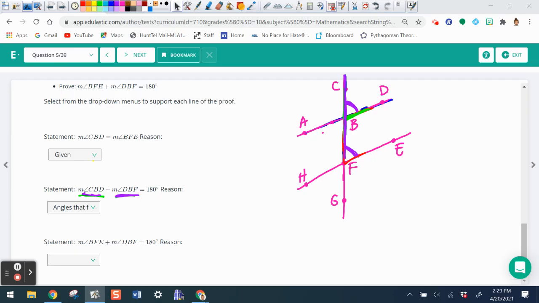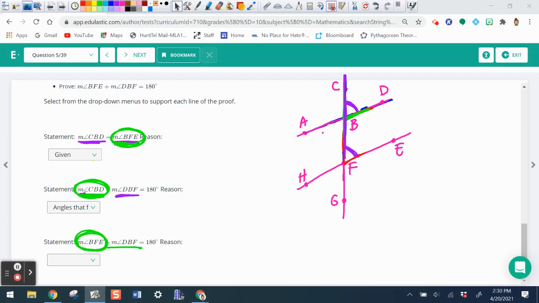Last and certainly not least, we have the statement that we're trying to prove. Measure of angle BFE plus the measure of angle DBF equals 180 degrees. So statement one, they tell us that the measure of angle CBD is equal to the measure of angle BFE. And in statement two, I mentioned the measure of angle CBD again. Well, if I have already established that the measure of angle CBD is equal to the measure of angle BFE, I should be able to replace the measure of angle CBD with BFE in any equation. So what I'm going to do is now replace the measure of angle CBD with its equal angle measure BFE, and now have the equation that I was trying to prove.